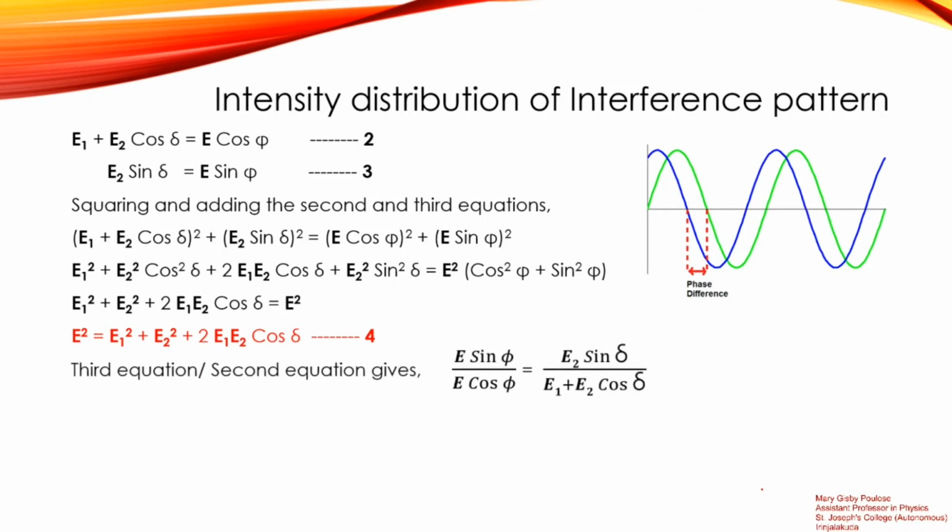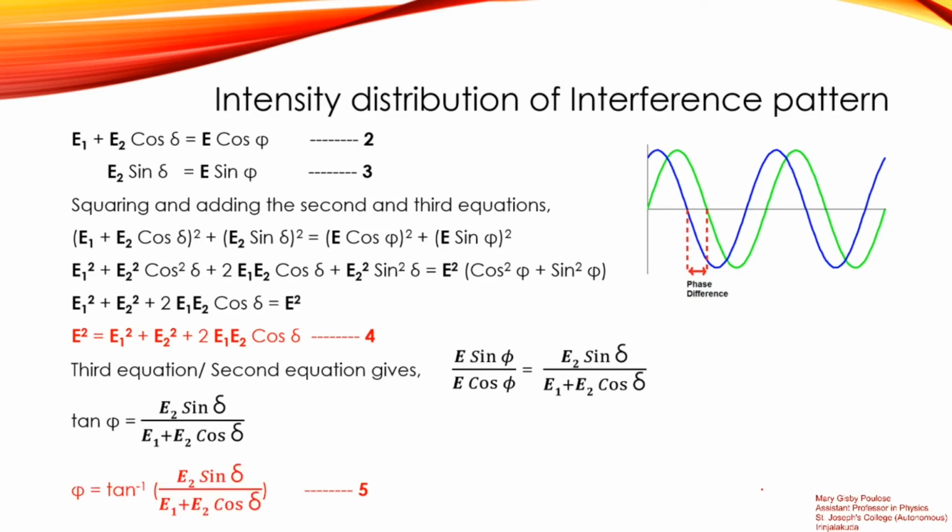The phase of the wave can be calculated by dividing the third equation by the second equation. Hence we get E sin φ / E cos φ = E2 sin δ / (E1 + E2 cos δ). That is, tan φ = E2 sin δ / (E1 + E2 cos δ). Therefore, φ = tan⁻¹ [E2 sin δ / (E1 + E2 cos δ)]. This is your fifth equation.